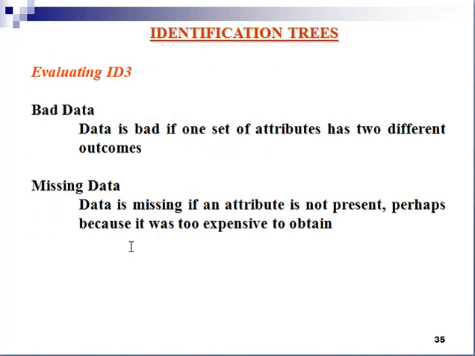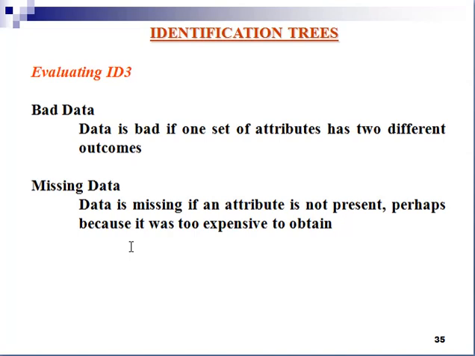So these were the two basic ways through which we can form our trees and extract rules, and then we can perform pruning of those rules. Sometimes in evaluating decision trees we face two major problems. One is bad data and one is missing data. Bad data means that one set of attributes has two different outcomes. In this case, we will say that we have some bad data in our data set.